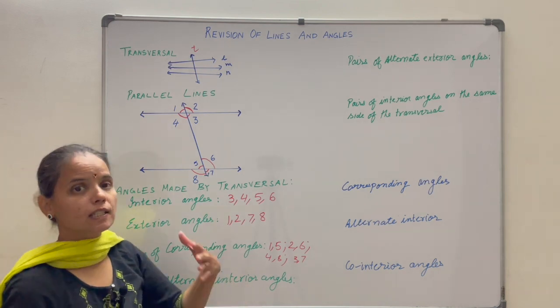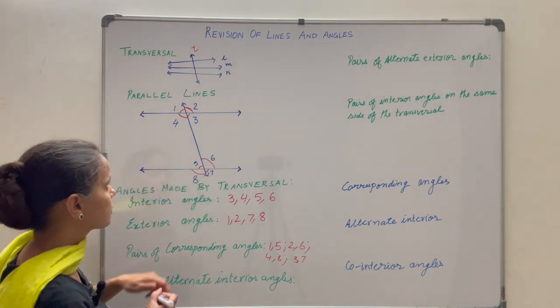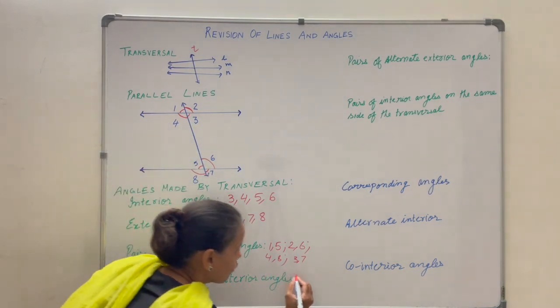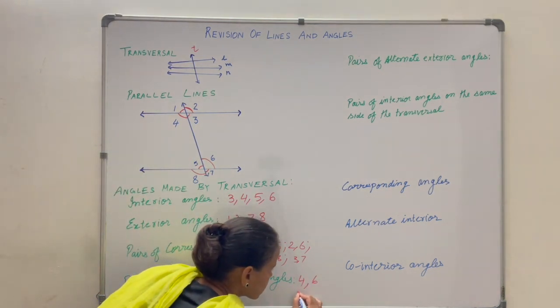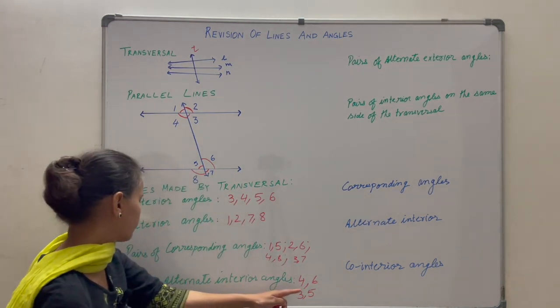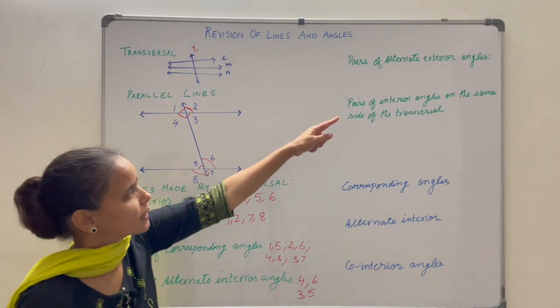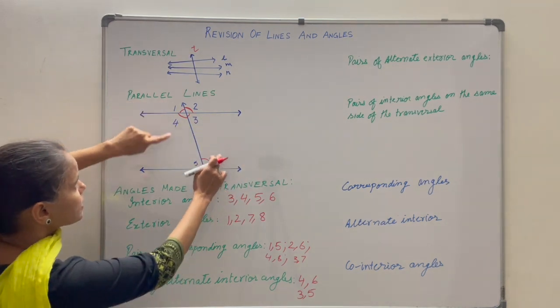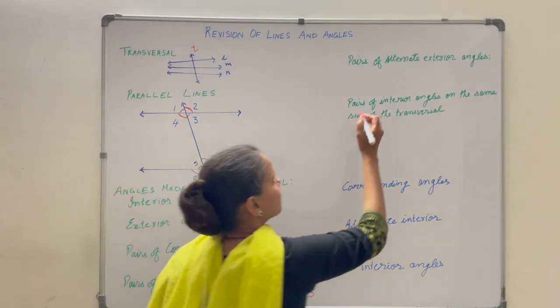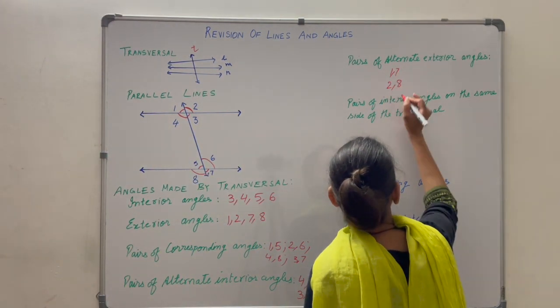Pairs of alternate interior angles. They will be inside: 4 and 6, 3 and 5. They are the pairs of alternate interior angles. Pairs of alternate exterior angles: 1 and 7, 2 and 8.